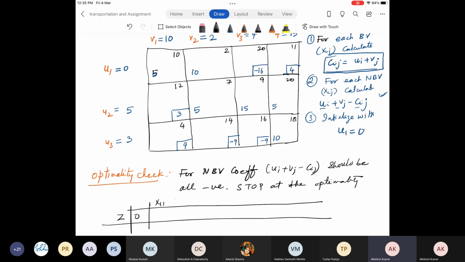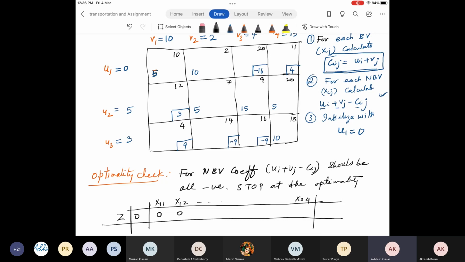Suppose these are my x11, x12, through x34, and this is my RHS. For a basic variable, this will be 0. For a basic variable, your 0th row coefficient is 0. You can check ui plus vj minus cij for a basic variable: 10 minus 10 is 0, 2 minus 2 is 0.